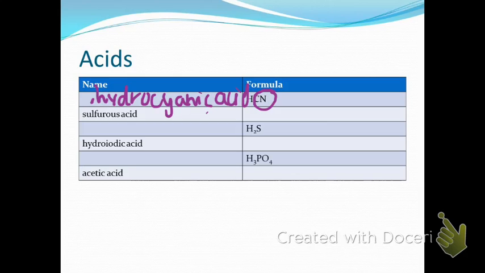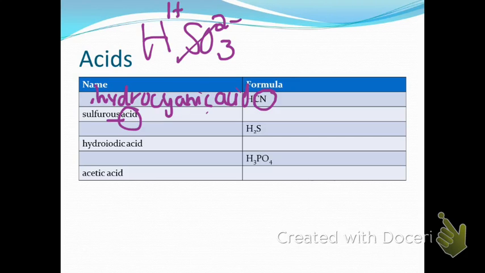Hydroblank-ic acid. Sulfurous, when you're working backwards, notice it ends in OUS. OUS means it came from ITE. So what was sulfite? If you've memorized it, sulfite is SO3 2-. You know that the acid tells you there's an H in front. H has a charge of 1+. Swap and drop, and you get H2SO3. So you are swapping and dropping acids. Notice the only time you haven't swapped and dropped so far is molecular.